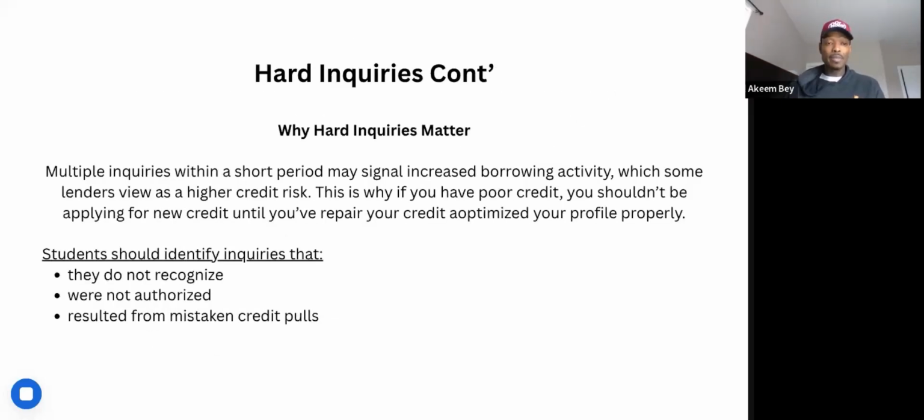Hard inquiries matter because multiple inquiries within a short period of time signal increased borrowing activity, which some lenders view as higher risk. And this is why if you have poor credit, you shouldn't be applying for new credit until you've repaired and optimized your credit profile properly, right? So when it comes to inquiries, you want to identify, do you recognize it? Was it authorized by you? Or did it result from a mistaken credit pull?